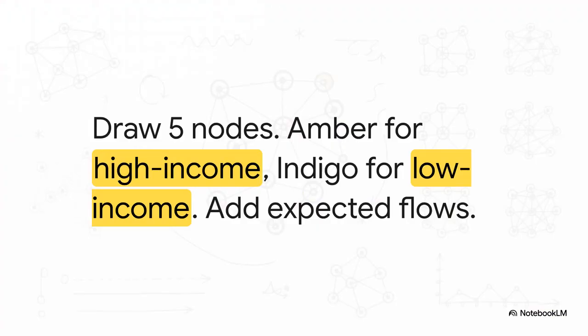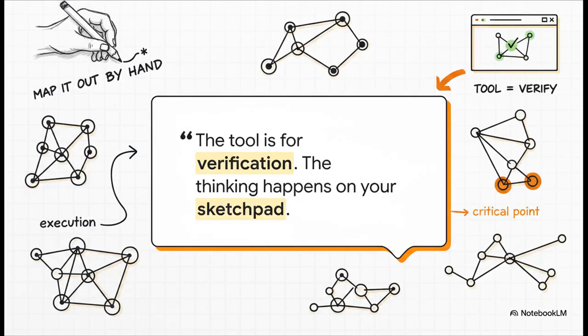Just imagine this evolving right there on your physical page. You're drawing 5 distinct nodes for the neighborhoods. You mark the high-income ones in amber and the low-income ones in indigo. Okay, now, relying strictly on your own domain knowledge of how a morning commute actually works, you'll draw heavy arrows indicating where you predict the heaviest flows are going to go. You are predicting the structure.